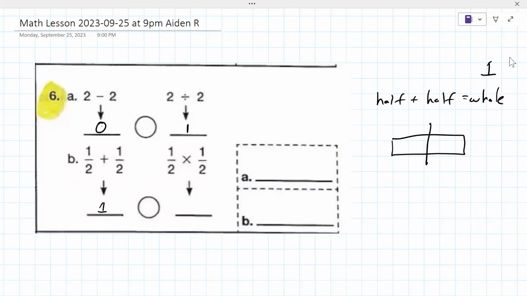Okay. So now 1/2 times 1/2, when you have 2 fractions and you're multiplying, you multiply the top and you multiply the bottom. So what is 1 times 1? You're multiplying. 1 times 1. 1. Okay, how about 2 times 2? 4. Okay.